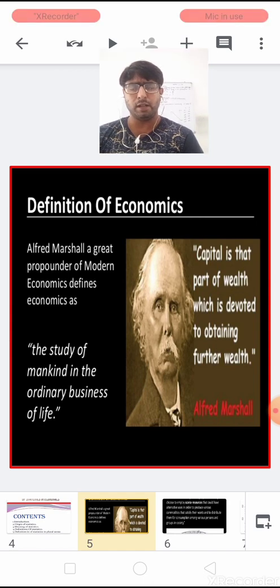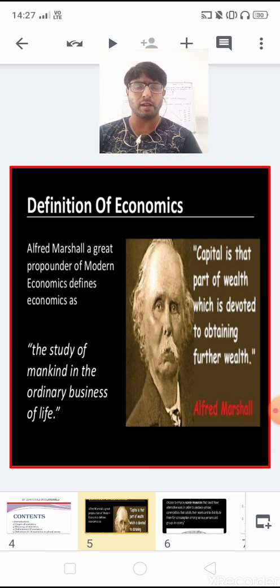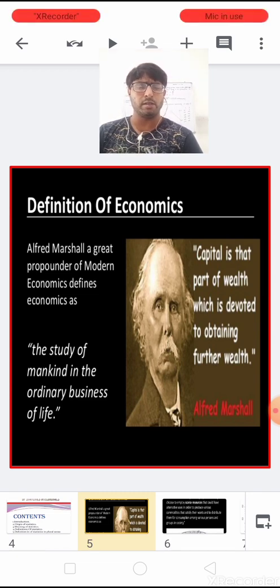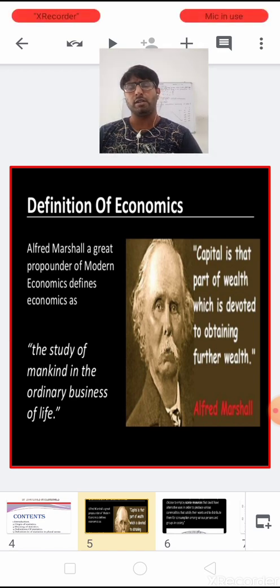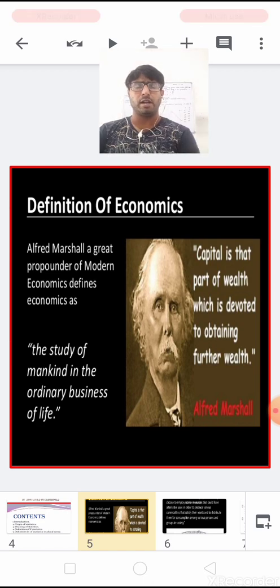Now, if we are going to learn the definition of economics, then Alfred Marshall, a great propounder of modern economics, defines economics as the study of mankind in the ordinary business of life. So Alfred Marshall was a renowned economist who has given his definition that it is the study of mankind in the ordinary business of life.